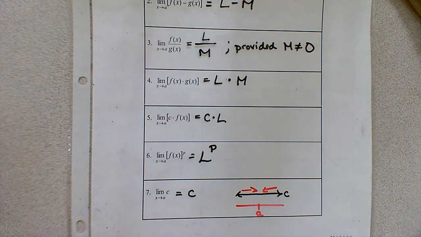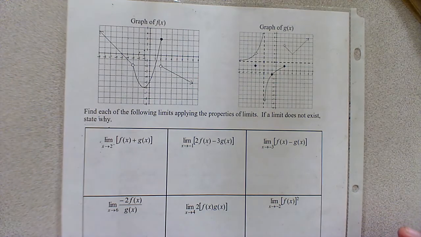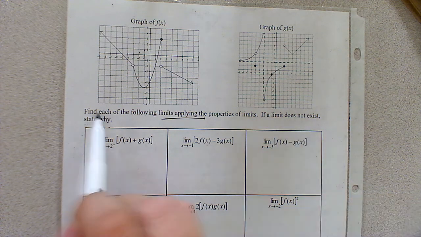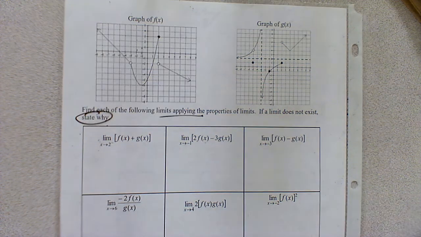So we're going to use these limit properties on the back to actually go through some more concrete examples. On the back we have two graphs, f of x and g of x, and we're going to use those graphs to help us evaluate these different limits, applying those properties. And remember, if a limit doesn't exist, we'll be sure to state why.